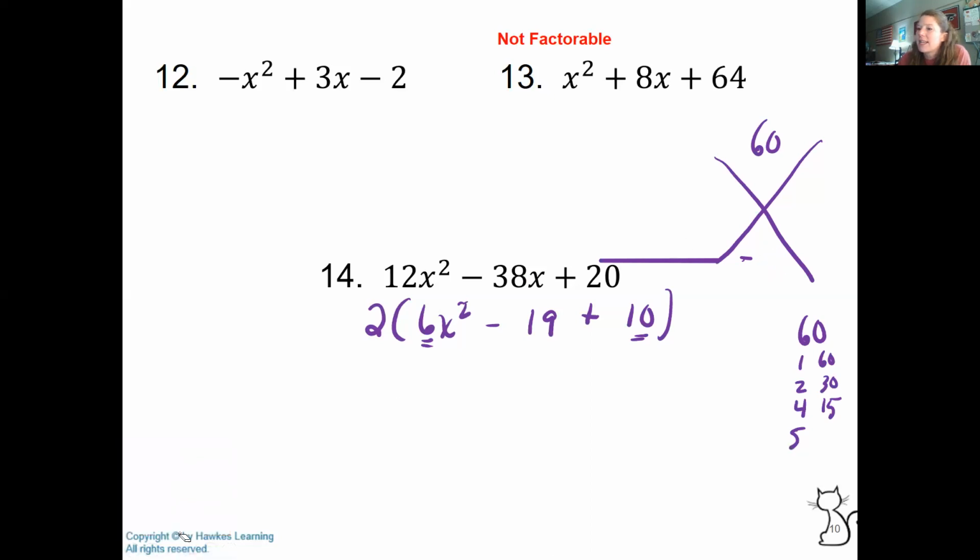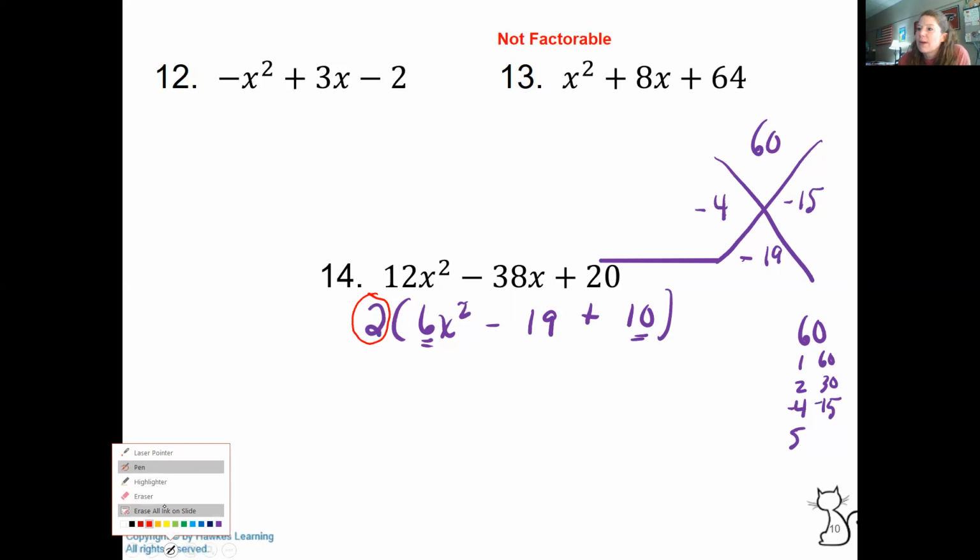Yeah, sorry, this is a 19 in the middle, not a 38. We factored out a 2, didn't we? So this will be negative 19. Okay, so look, it is 4 and 15, because 4 plus 15 is 19. If they were both negative, that would still give me a positive 60 and a negative 19. We're going to ignore our 2 for a minute that we factored out. We'll bring it back at the end.